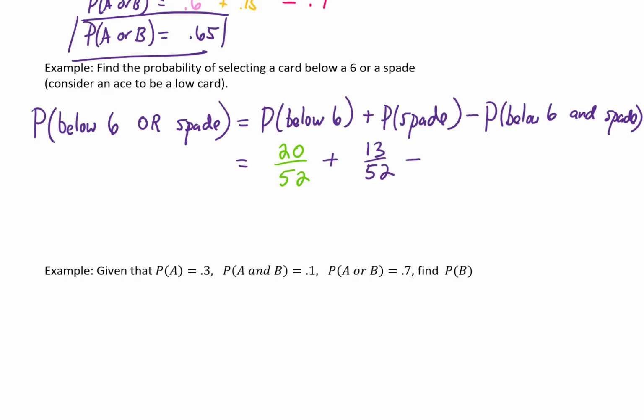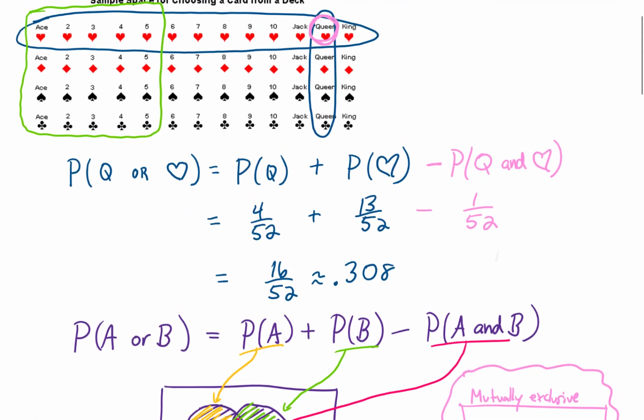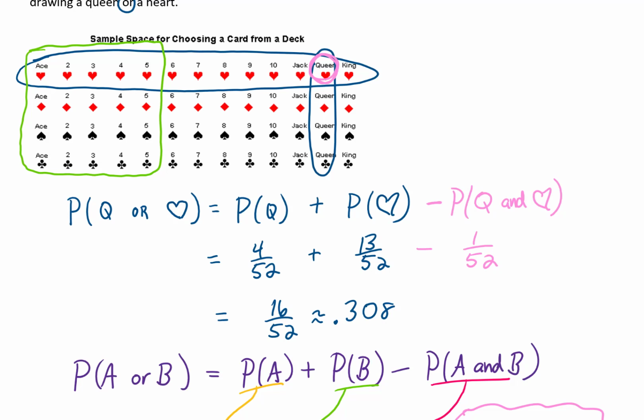We need to subtract out the probability of a card being below 6 and a spade. So I'm going to go back up to our list of cards here. Which cards are below a value of 6 and spades? Well, these right here fall into both of those categories. So our overlap in this case between sets A and B includes those 5 cards.